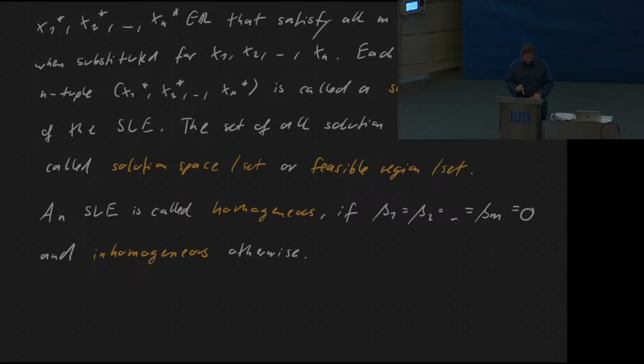And then one thing that might be new, we distinguish between two kinds of systems of linear equations depending on the right-hand side. If the right-hand side is all zeros, we'll call the system homogeneous. And if it's not, we'll call it inhomogeneous. The reasons for why this distinction is important will become obvious next week when we talk about vector spaces.